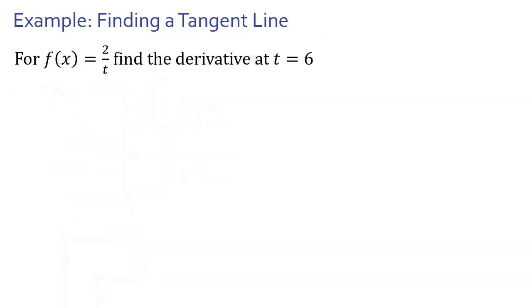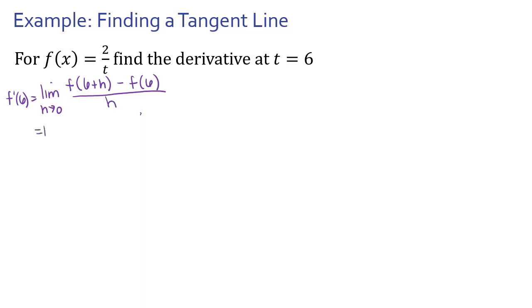Let's look at another example. For f of t equals 2 over t, find the derivative at t equals 6. Okay, so let's go through and we're going to stick with that second formula, the limit as h approaches 0. I need to start with saying this, I'm finding the derivative of the function when t is 6. I'm going to use that notation. Okay, so that is going to give me, again, it's always f of a plus h minus f of a all over h.